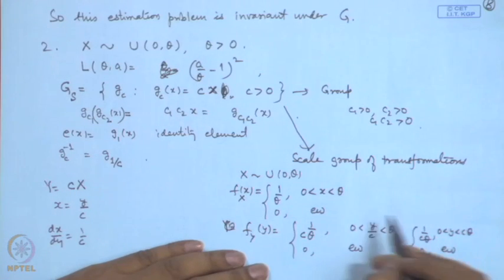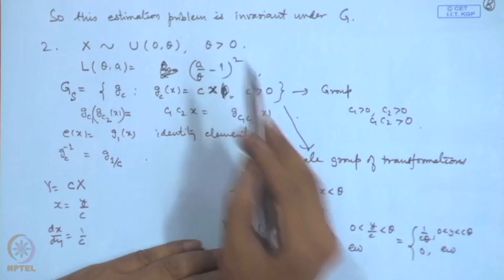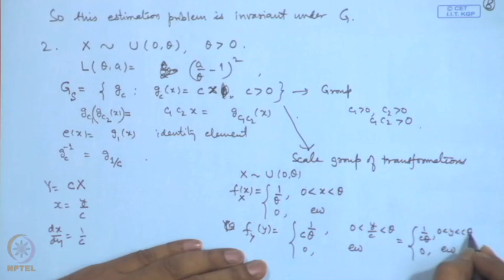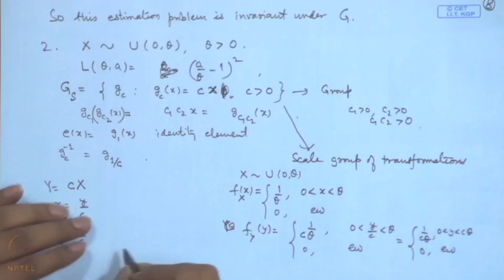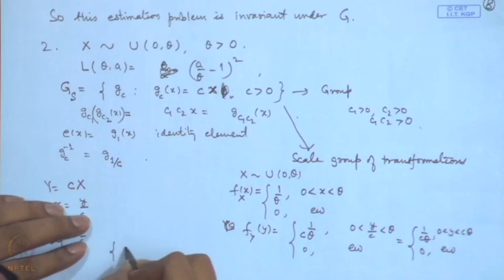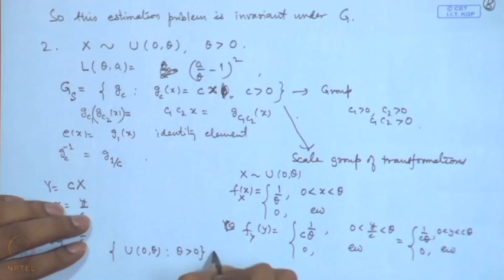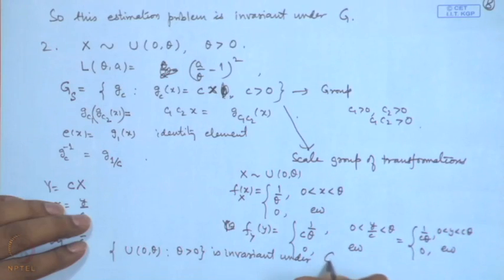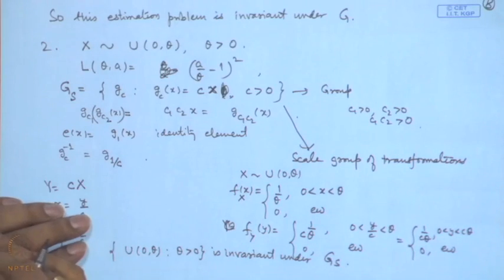Now, notice here theta is a positive number, c is positive. So, c theta is also a positive number, we can replace c theta by theta prime. So, we can conclude that the family of uniform 0 theta distributions is invariant under the scale group of transformations G_S.